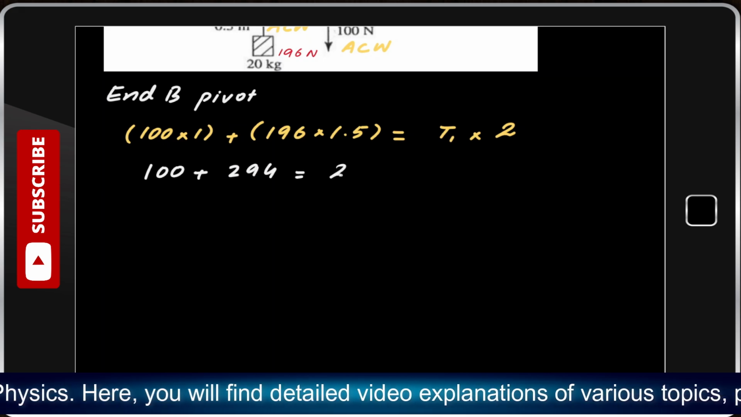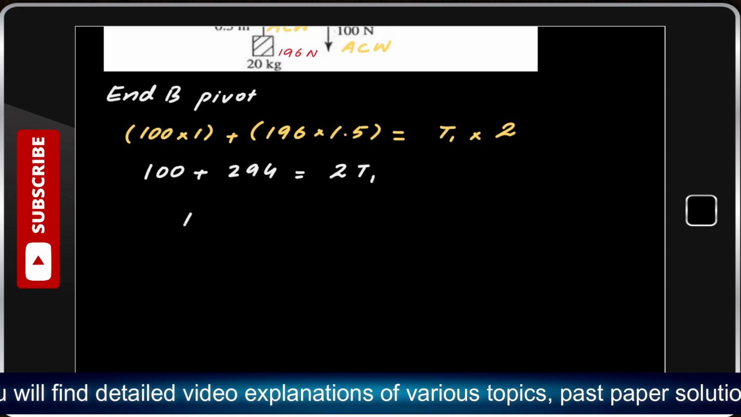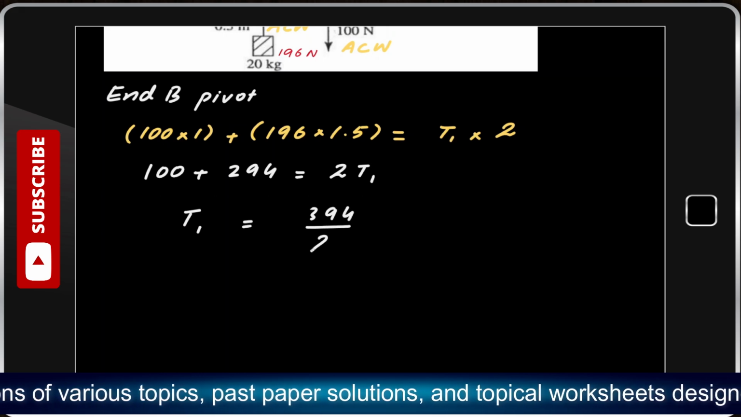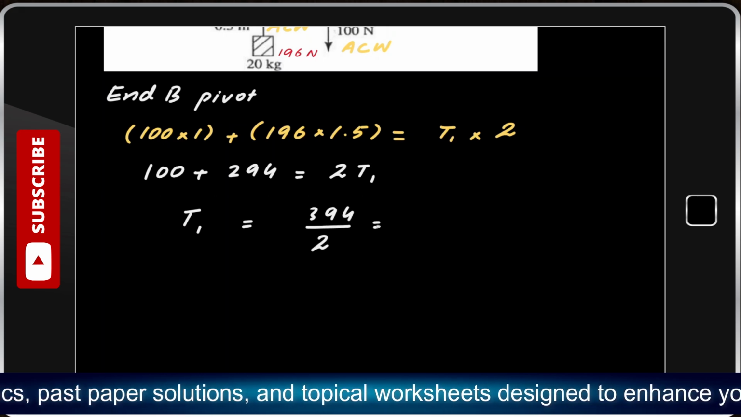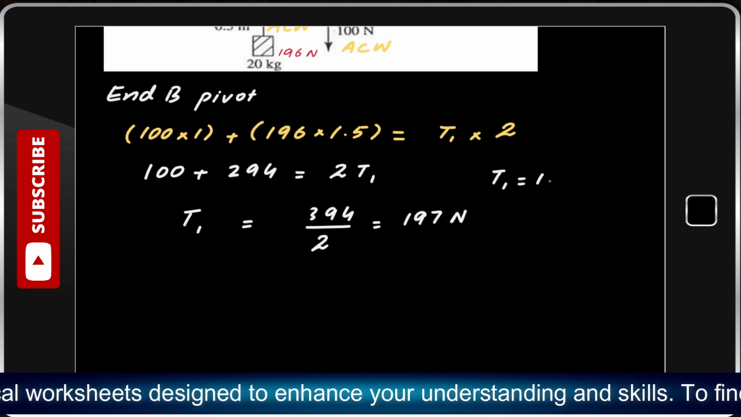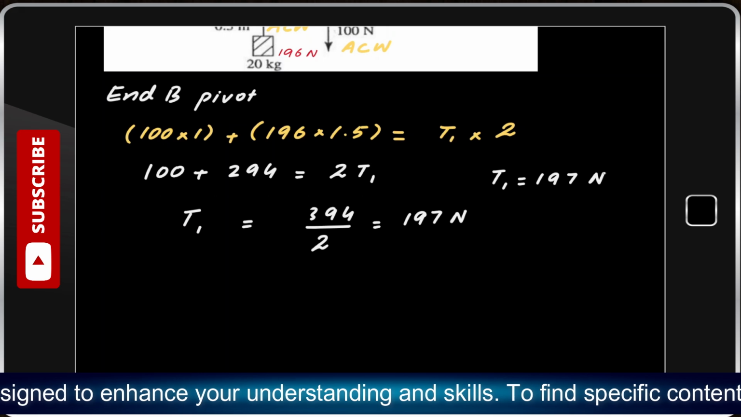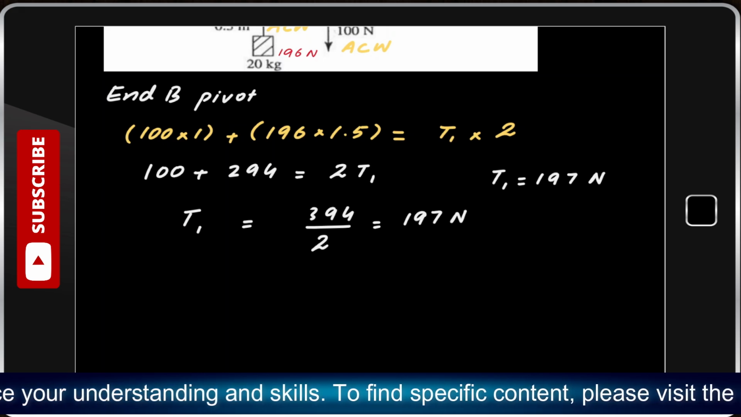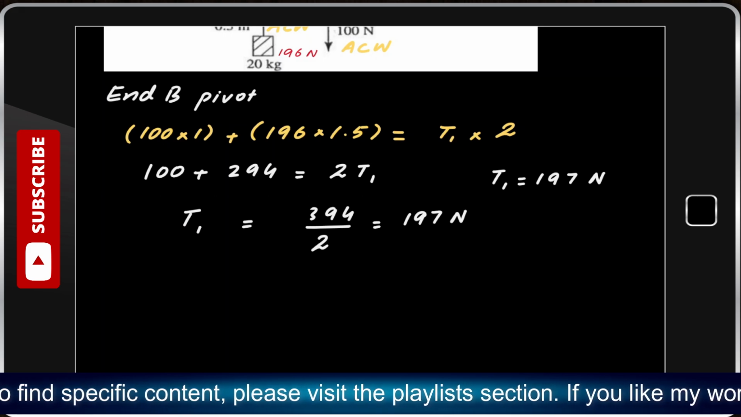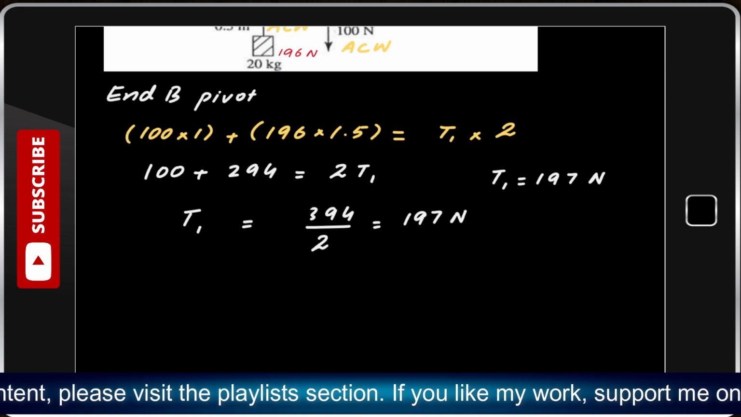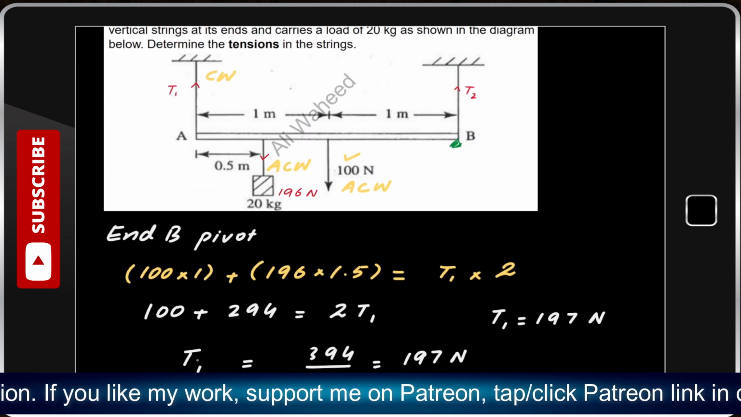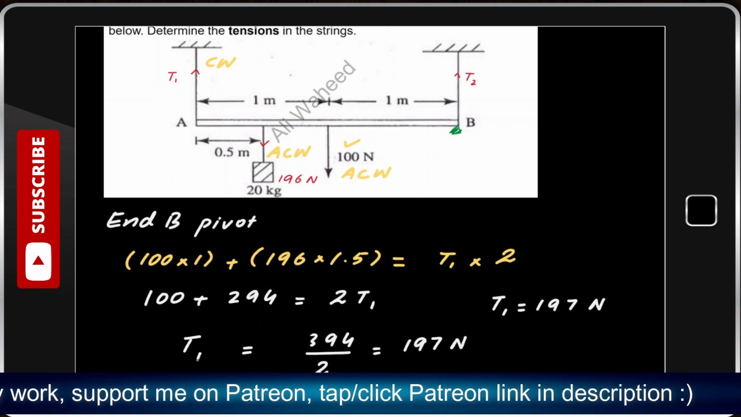equals 2T1. Then you add these two, you get 394 divided by 2. Then T1 equals 394 divided by 2. So the value of T1, the tension on the left side of the string, is 197 Newton. In 2SF, it would be rounded off to 200. So we're done with the first force. We're done with T1. Now we have to find tension T2.